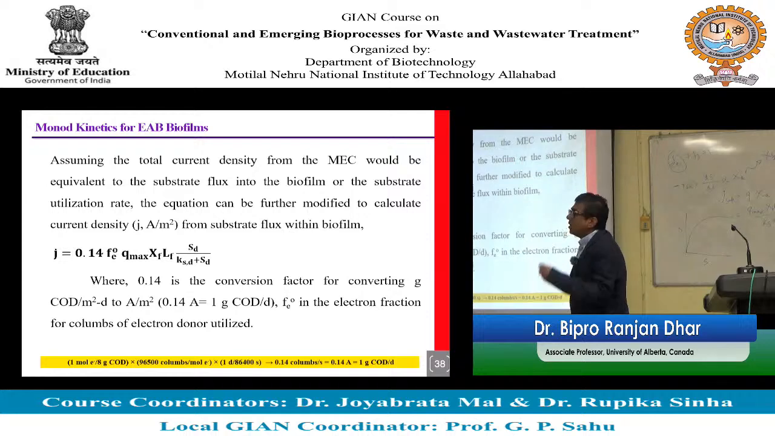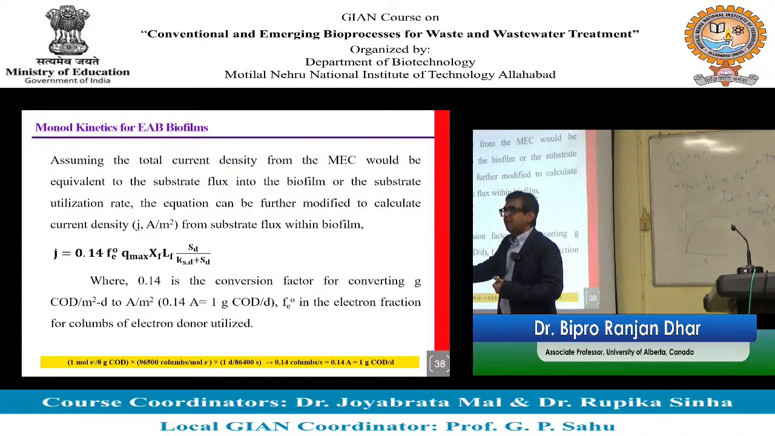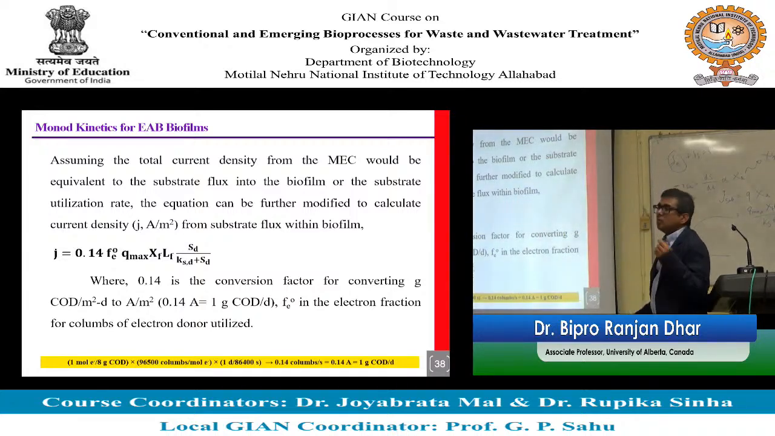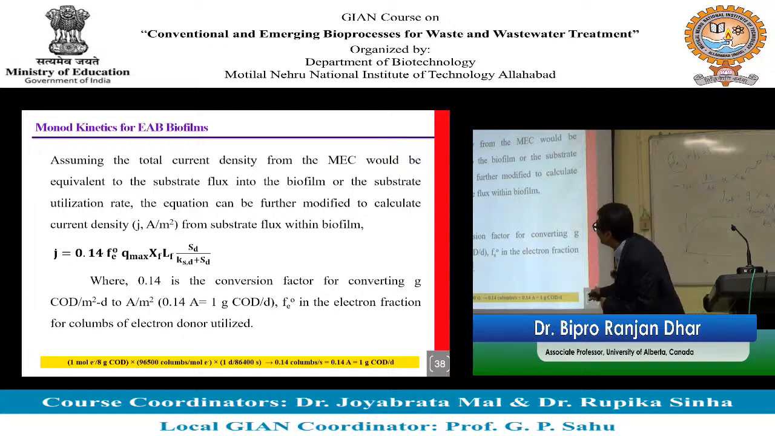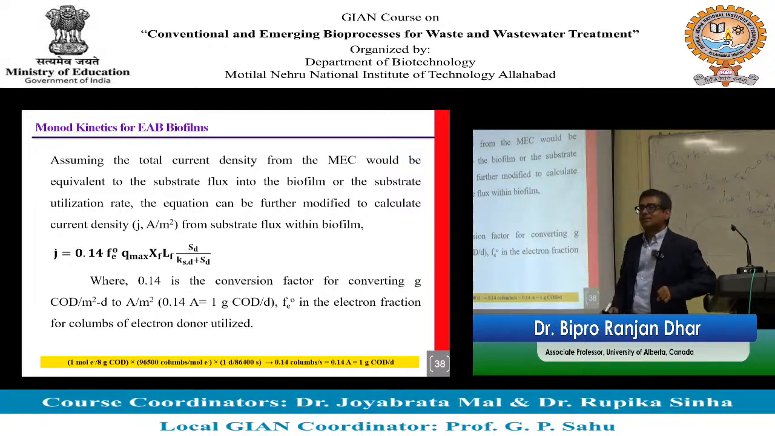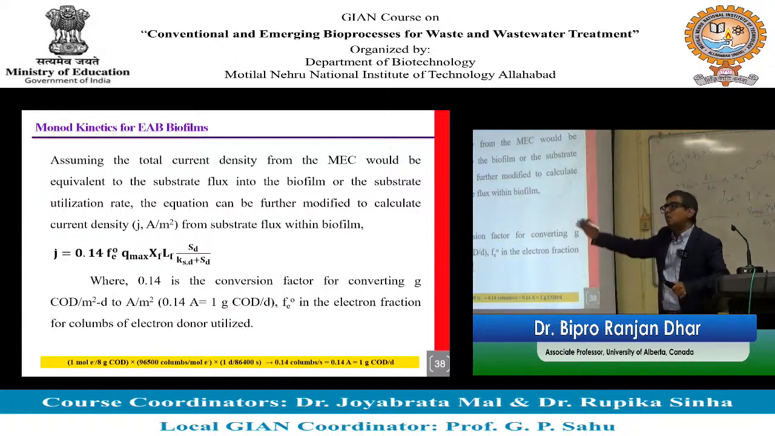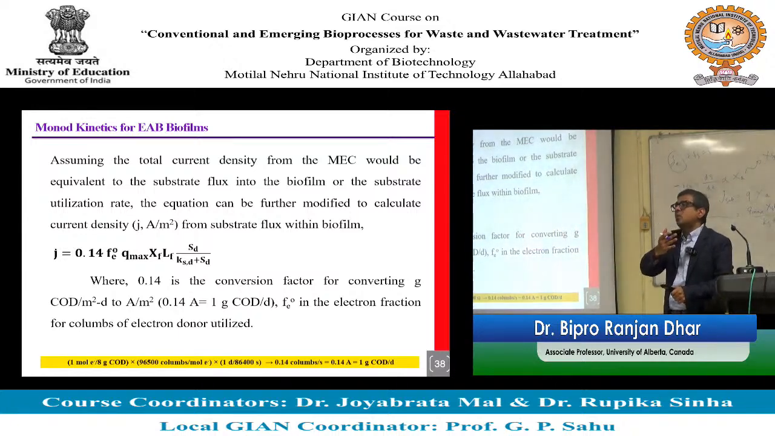So now what is ampere? Ampere is Coulomb per second, right? In one day, how many seconds do I have? I have 86,400 seconds, right? So now what I am getting is 0.14 coulomb per second. So coulomb per second is ampere, so I can replace coulomb per second with A. So 0.14 ampere is going to be equal to 1 gram COD per day. So that's why I put 0.14 here. Okay. So now we are good to go. We converted everything. Our COD has been converted to current.